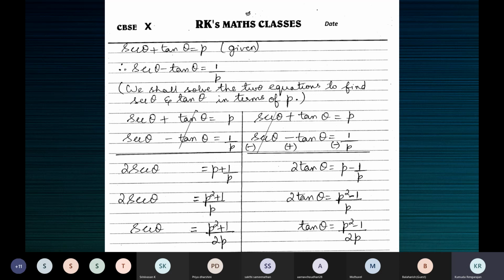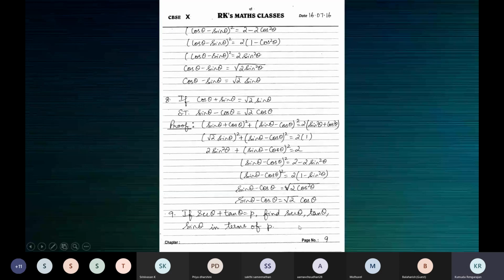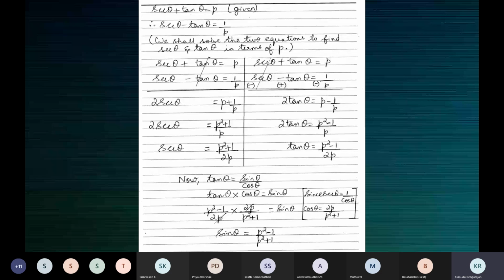So I think that's what we had to find. What had we to find? We had to find secant theta, tan theta, and sin theta in terms of P. We got secant theta and tan theta.